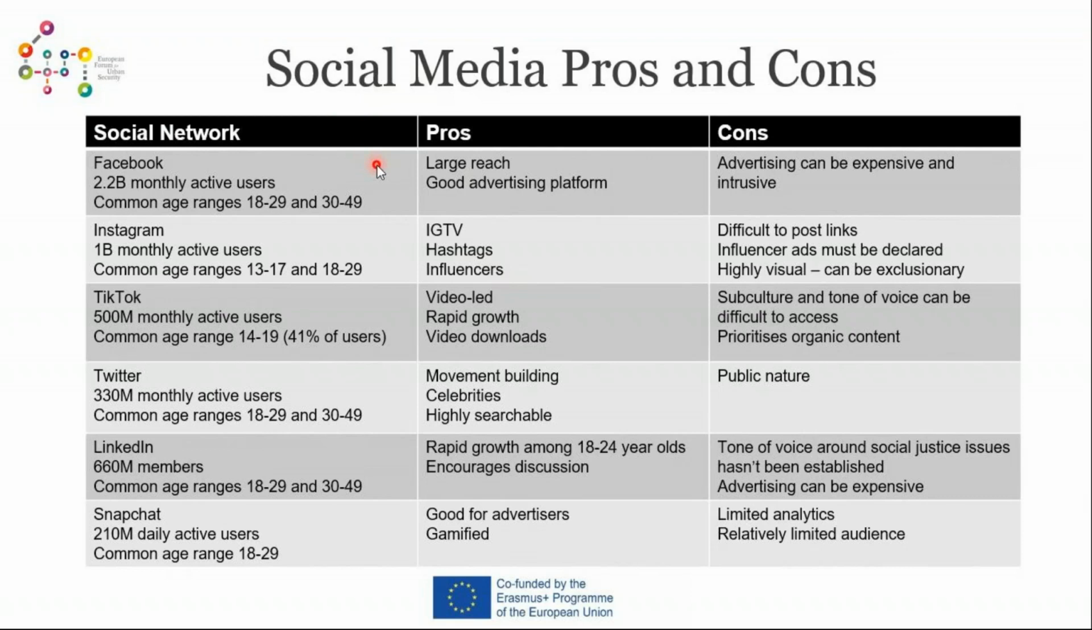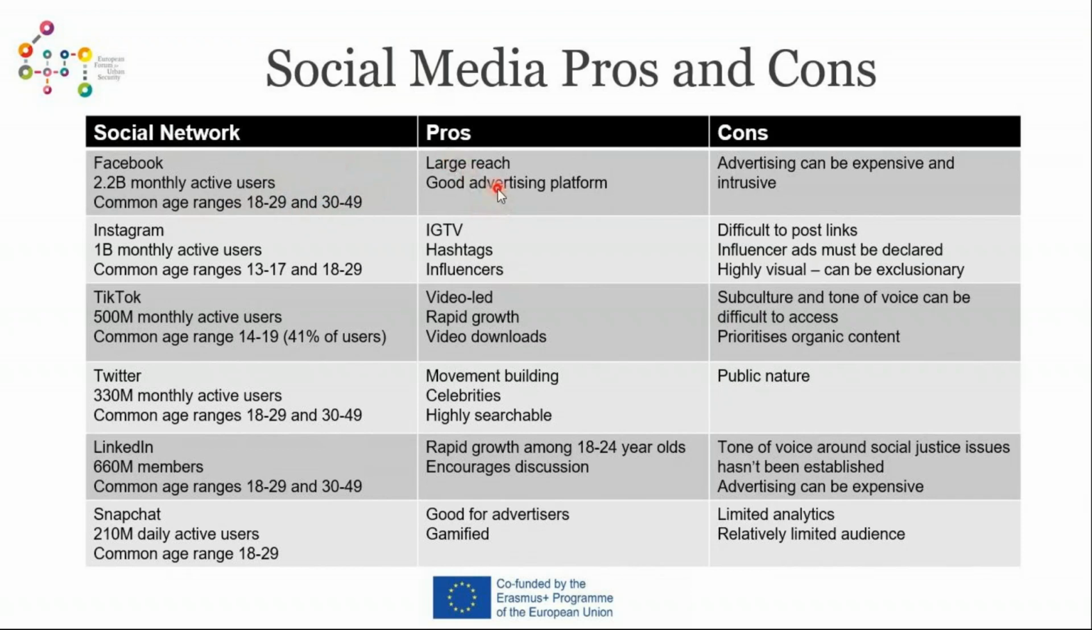So the first platform, which is one I'm sure you've all used and you're all using now, is Facebook. Facebook has about 2.2 billion monthly active users. I've left references in the presentation itself, so you'll be able to see where this information has come from. The most common age ranges for Facebook are between 18 and 29 and 30 to 49. So we have quite a broad age range of people. Essentially it's 18 to 49.